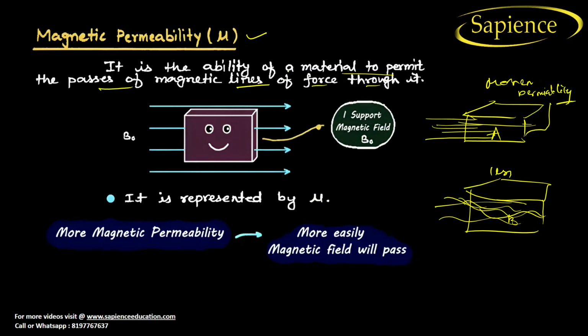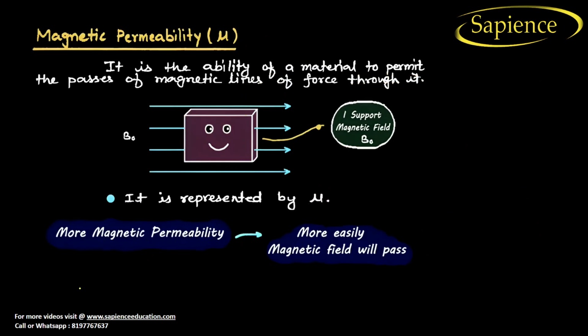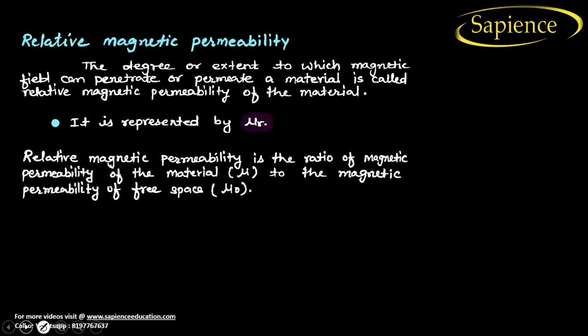So, what do you mean by this? It is the ability of the material to permit the passage of the magnetic field lines through it. When the material supports the field, its permeability is high. So, more magnetic permeability, more easily the magnetic field will pass. Basically, magnetic permeability is represented by mu.